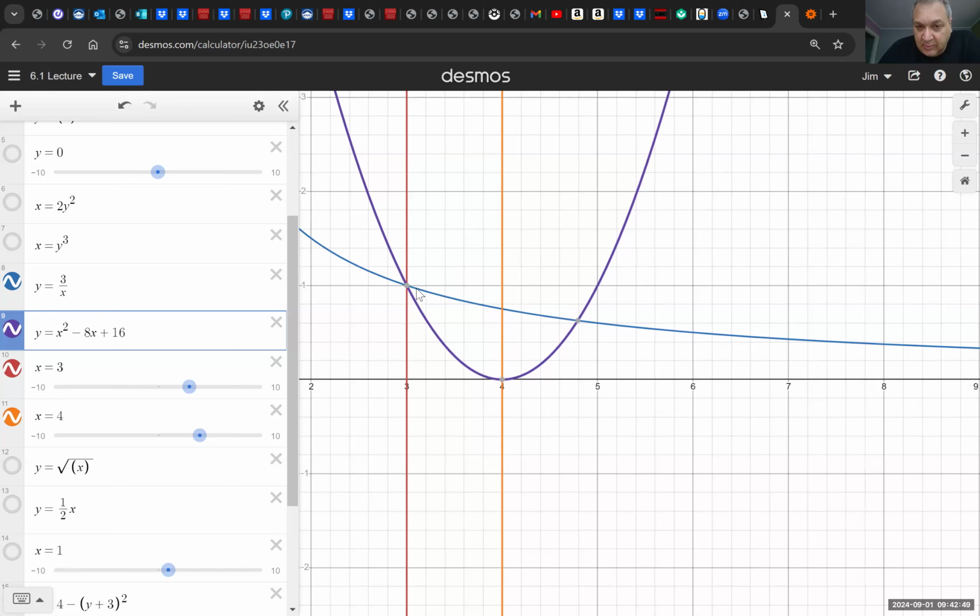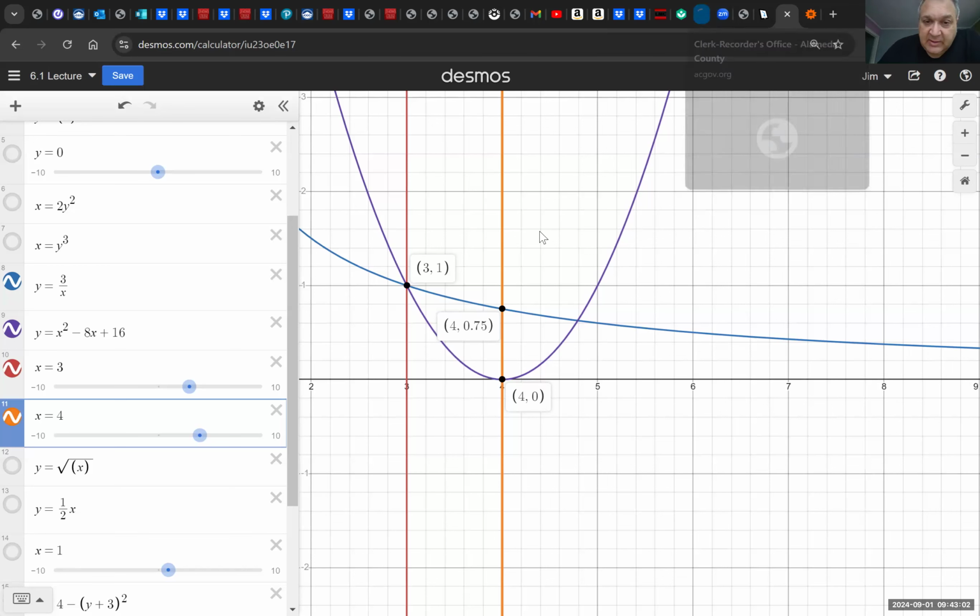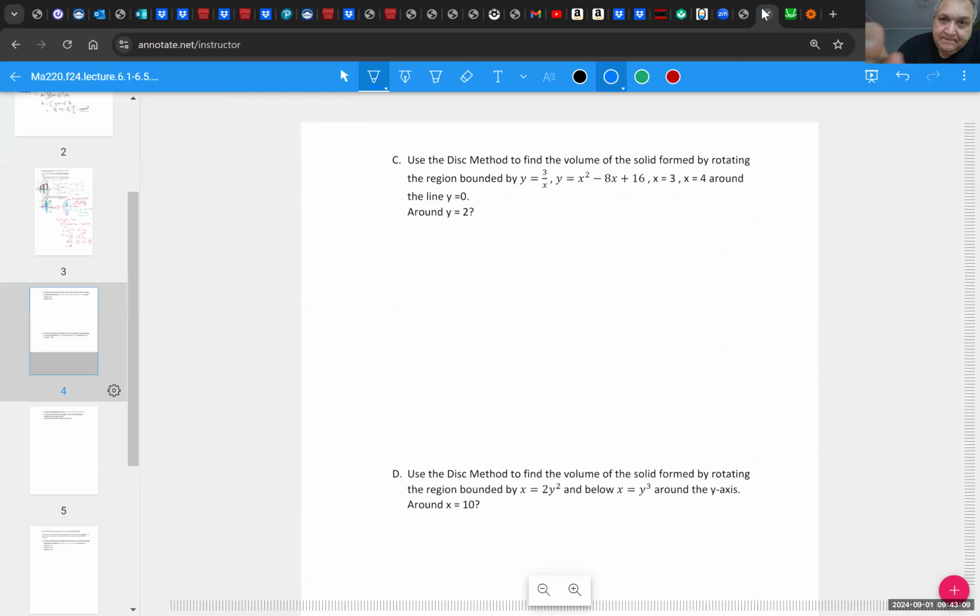So we have this point here, 3, 1. We have this point right here, which is 4, 0.25. And we have 4, 0. So that's our region that we're talking about. Let me try to recreate that. 3, 1, and 4, 3/4. X, Y axis. 3 comma 1, 4 comma a quarter, or I mean 3/4.